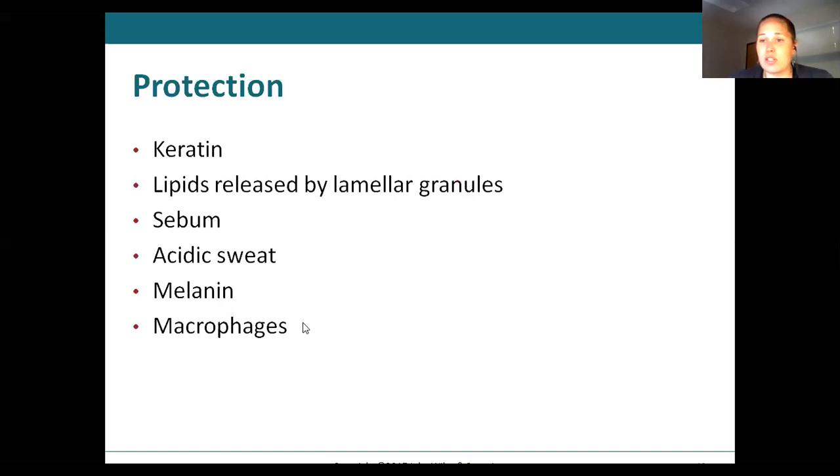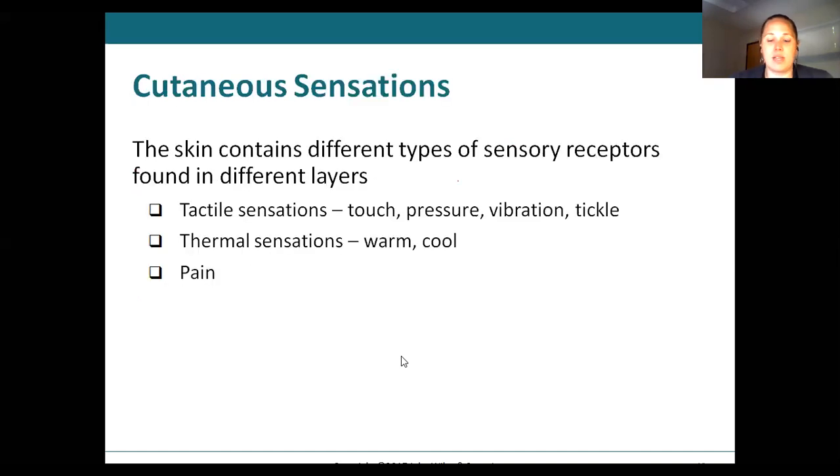And lastly, macrophages are kind of the first line of defense of the immune system. They can go ahead and find invading cells and consume them via phagocytosis and prevent bacterial infection of the outer parts of our skin.